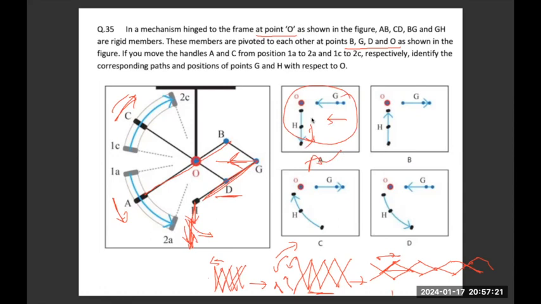I don't know what this toy is called, but it can actually compress itself to form this thing, and then when you open it up, you can open it to a very wide extent also. This mechanism is actually similar to this toy. Any doubts, any questions? Okay.